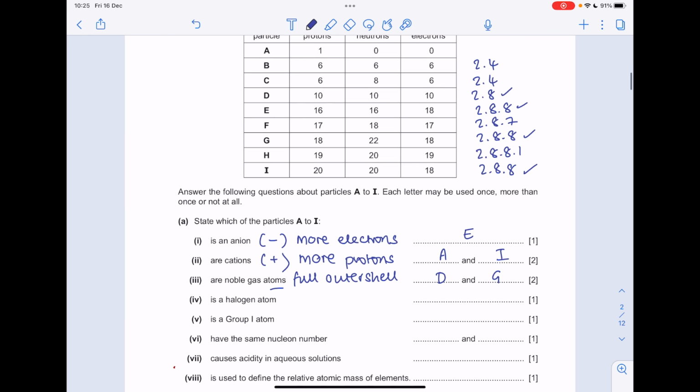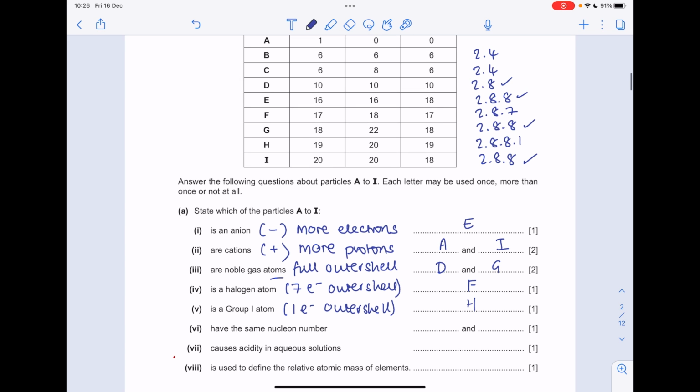Is a halogen atom, which means it needs 7 electrons in the outer shell. So this one's more straightforward. It's F. Is a group 1 atom, so 1 electron in the outer shell. You can see that that is H.